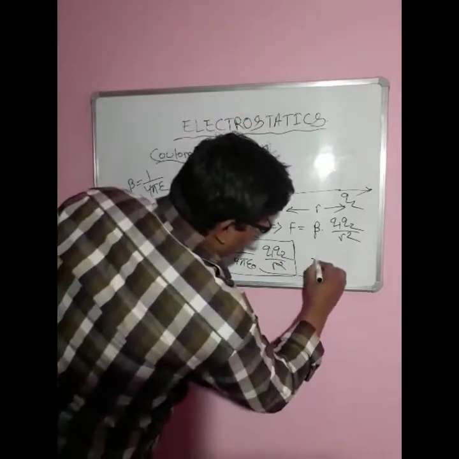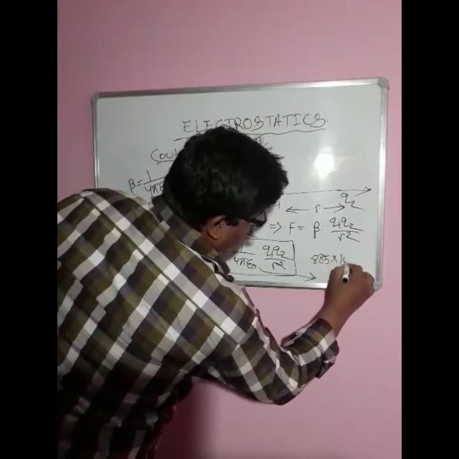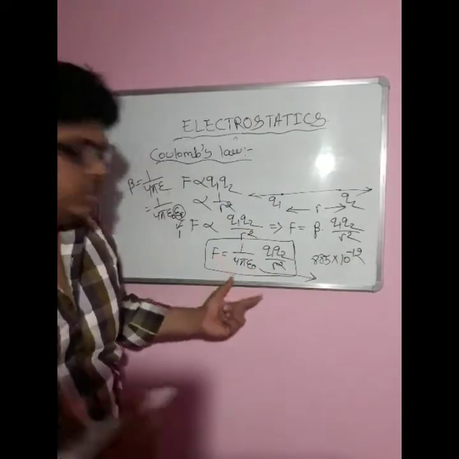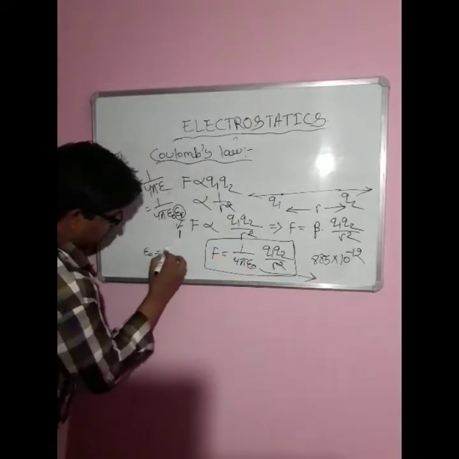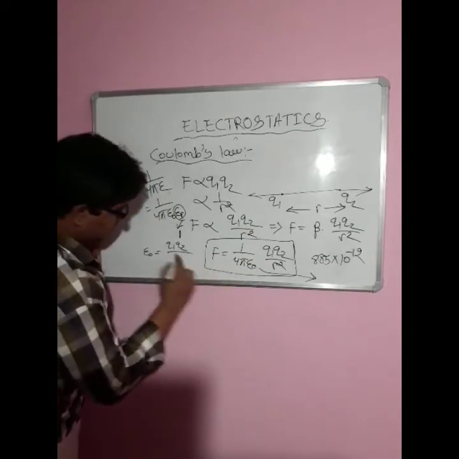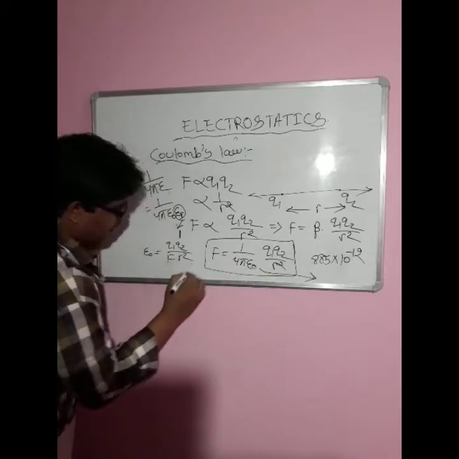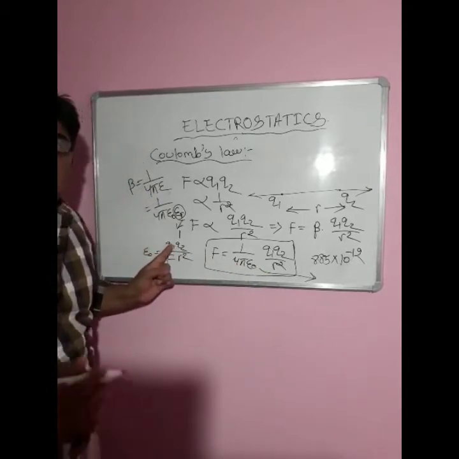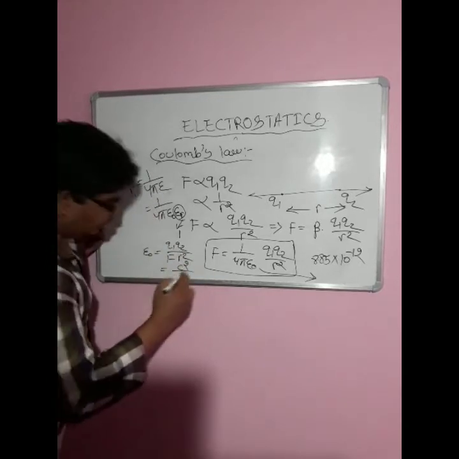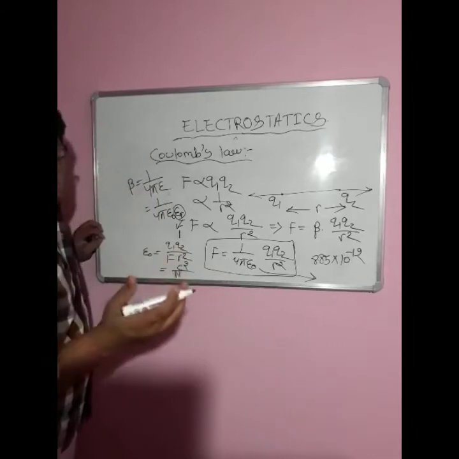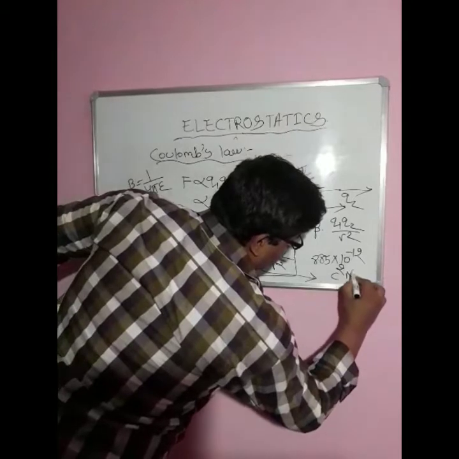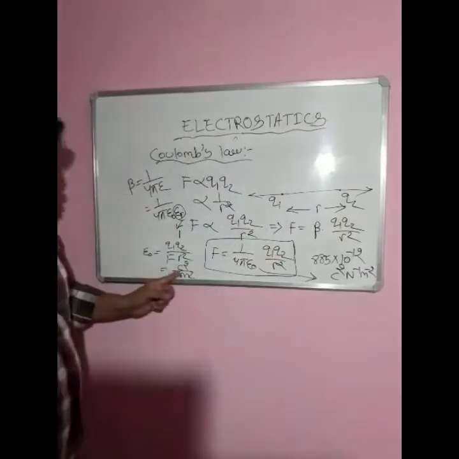Its value is 8.854 into 10 to the power minus 12. Okay, what is its unit? See, epsilon 0 is equal to Q1 Q2 by 4 pi F r square. 4 pi has no unit because it is a constant. You all know charge has unit coulomb into coulomb. It's coulomb square by force unit Newton into distance unit meter square. So its unit is coulomb square Newton inverse meter to the power minus 2.